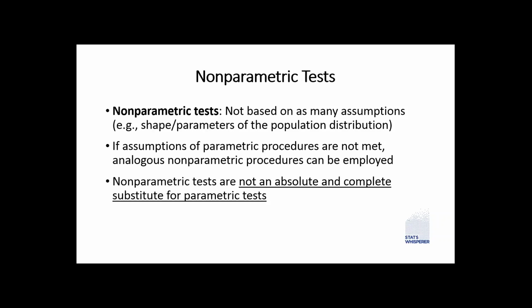All right, so the non-parametric tests are not based on as many assumptions as the parametric, as we've said. So there's no assumption about the distribution of scores in the population. So if there's a violation of test assumptions, we can consider the analogous non-parametric procedure. Now, here's what we need to keep in mind, and this is a very, very important point. The non-parametric tests are not, repeat, not, an absolute and complete substitute for the parametric tests. So they can't do everything that the parametric test can do.